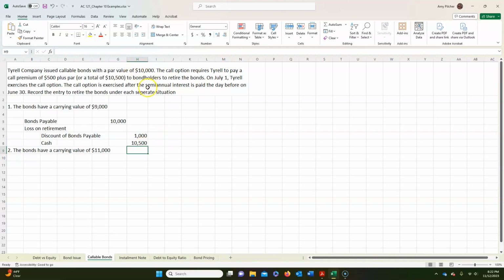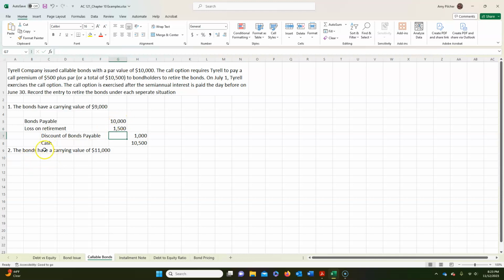Now our debits have to equal our credits. The loss on that bond retirement is because their carrying value is $9,000 and we had to pay $10,500. We have a loss on retirement of $1,500.